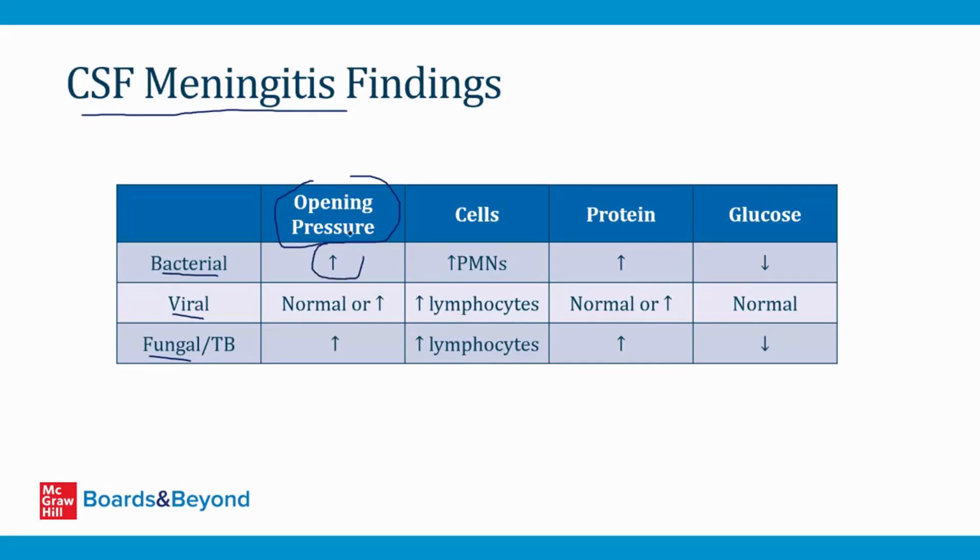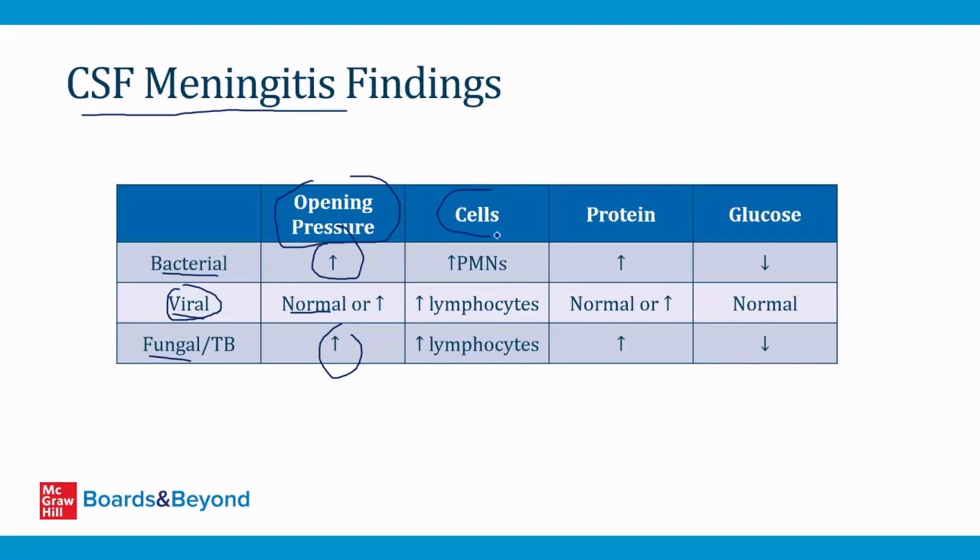It's often high in bacterial and fungal or TB. It's sometimes high in viral, but it also can be normal. In general, viral meningitis does not cause as significant an inflammatory response as other forms of meningitis. Patients tend to be less ill appearing, and they tend to have less impressive CSF findings. So the opening pressure is sometimes normal in viral meningitis, but otherwise it's usually elevated.